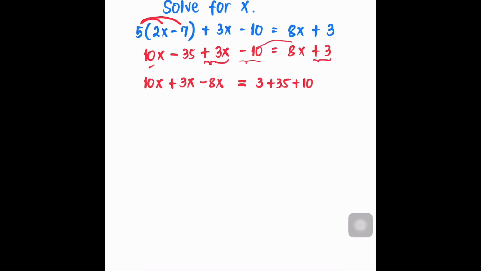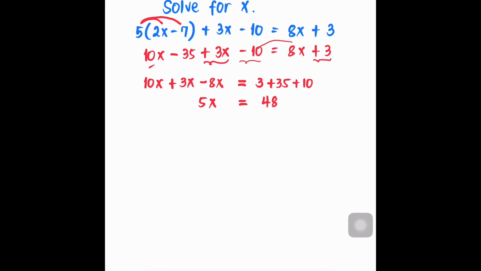From here we can continue simplifying. We've already gathered all the terms with x variable on the left, so we just simplify it. We have 10x plus 3x minus 8x. 10x plus 3x is 13x, minus 8x, so it gives us 5x, equals 3 plus 35 plus 10, which is equal to 48.